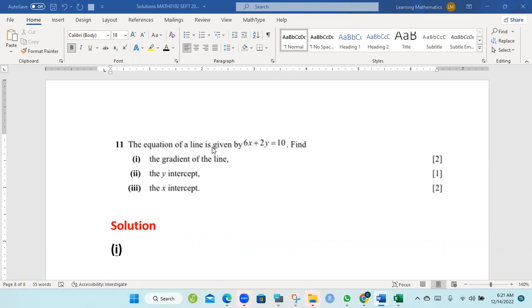The equation of a line is given by 6x plus 2y is equal to 10. Find the gradient of the line, the y-intercept, and the x-intercept. So therefore, in order for us to find the gradient of the line, we must make y the subject of the formula. We must rearrange the equation so that it looks like y is equal to mx plus c.